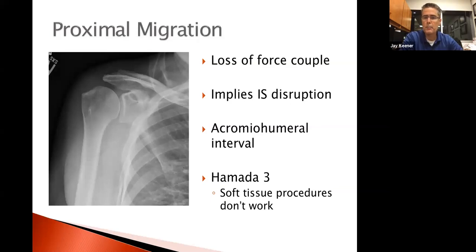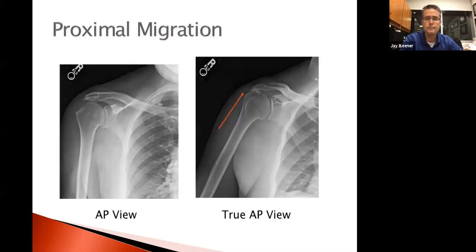So this is often measured by acromial humeral interval. I like to look at the symmetry of the joint space. A thinner joint space superiorly compared to inferiorly usually signals early involvement of the infraspinatus. This is relevant because if you have Hamada 3 changes, which means chronic wear between the tuberosity and the acromion, no soft tissue procedure works. Whether you're thinking about a cuff repair, a tendon transfer, or even an SCR, when you have Hamada 3 changes, you start thinking about arthroplasty.